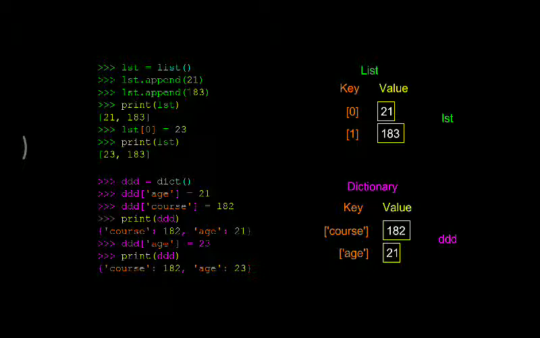You can see on the right hand side, a list is nothing but key value pairs, but with proper index values starting from 0, 1, 2, 3 up to n-1. Dictionaries are also considered key value pairs, but you can give your own keys with their respective values. Here the key is course, and the value is 182, and the second key is age, and the value is 21. You can give your own keys in dictionaries. That's the main difference.